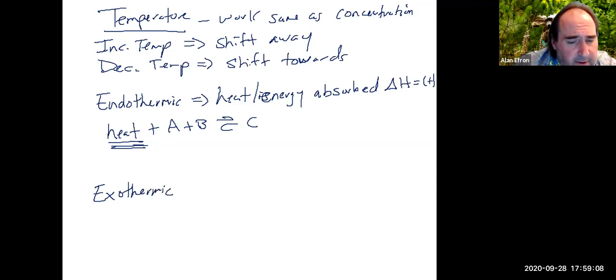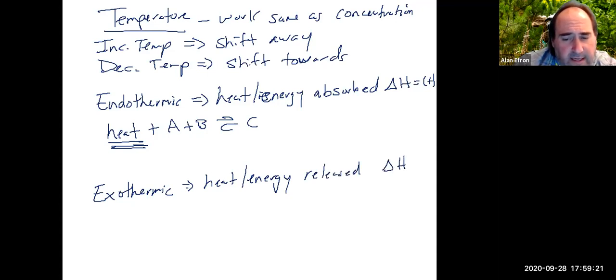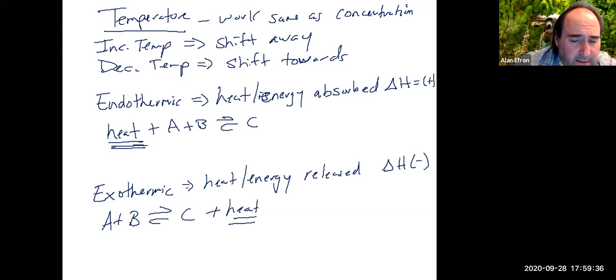In an exothermic process, heat and energy is released. So if you come across a delta H that is a negative value, usually negative means exothermic in terms of energy, and positive means endothermic. What that means is if you were to write that into an equation, heat would be considered a product in that case.